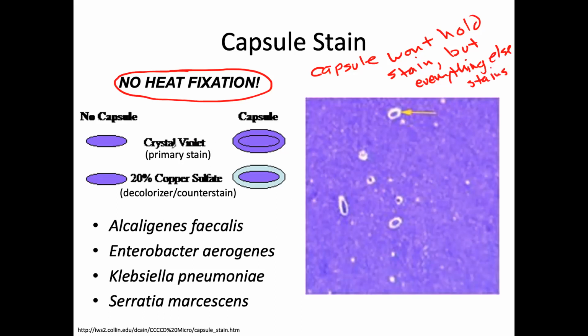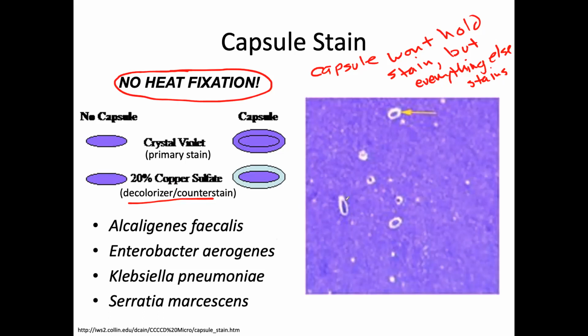So you can see here, right? If there's no capsule, what happens? The crystal violet will stain the bacteria and the copper sulfate won't have any effect on the color. That's the decolorizer and counter stain. Here, if there's a capsule, the copper sulfate will decolorize the capsule. But the cytoplasm in the background will be purple.